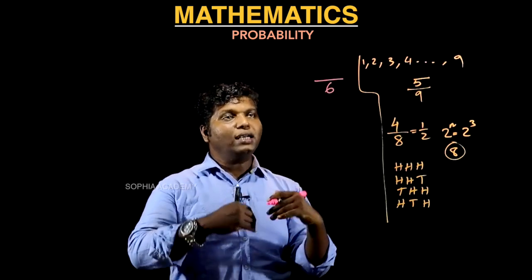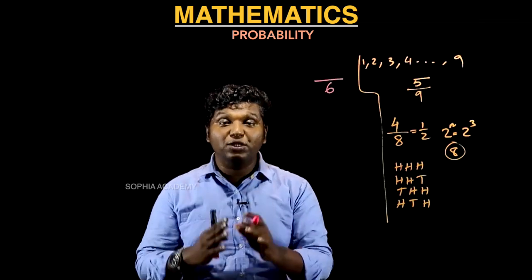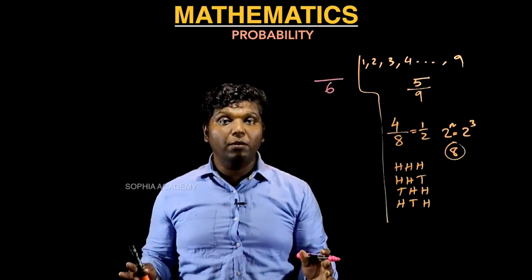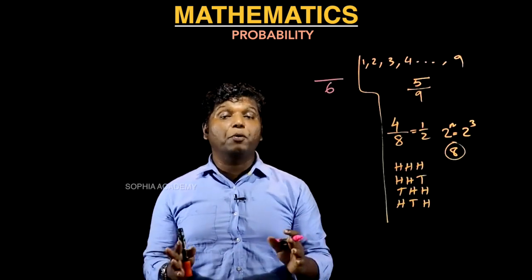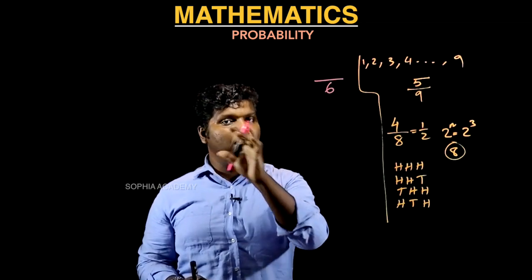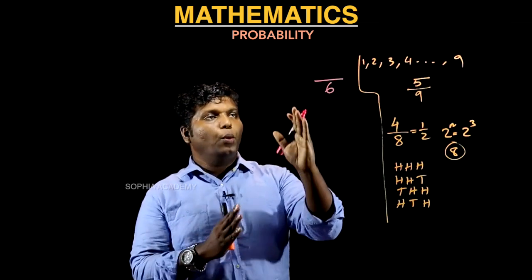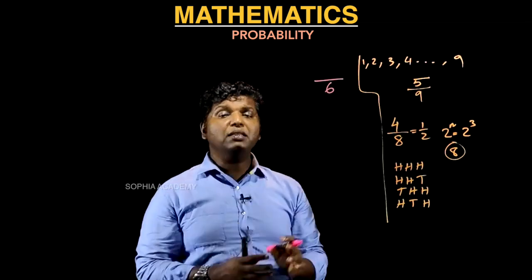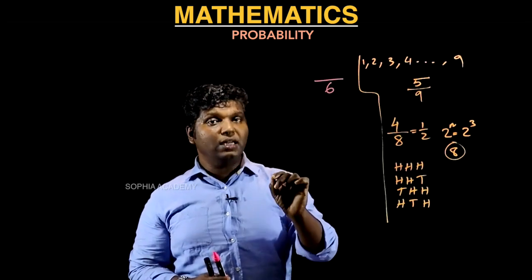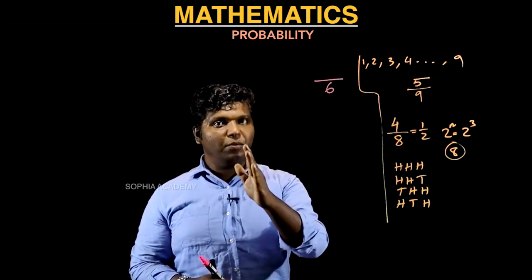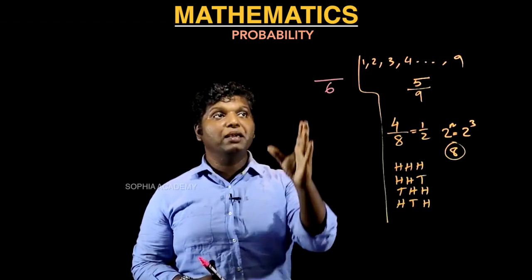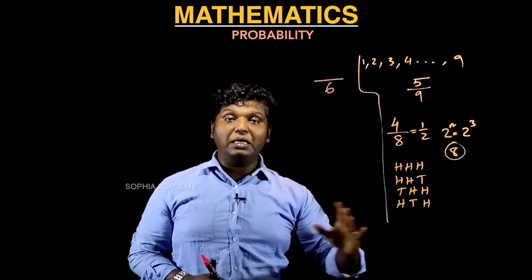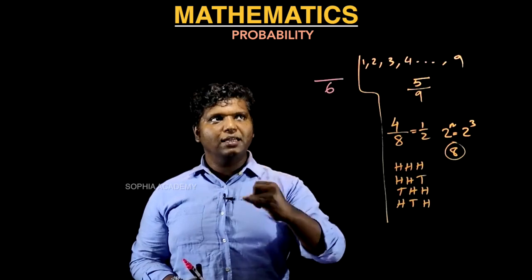From this 6, what is the favorable outcome? That's the thing which you have to find. We have to find the probability of getting a number which is a multiple of 3. So the possible numbers are 1, 2, 3, 4, 5, 6. Among these, tell me which number will be a multiple of 3. That will be a favorable outcome, isn't it? So tell me from 1 to 6, what are the multiples of 3?